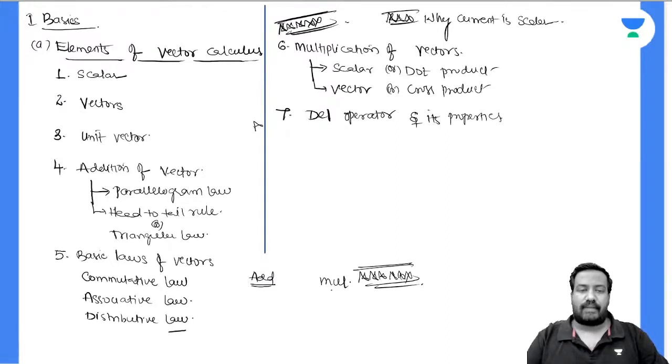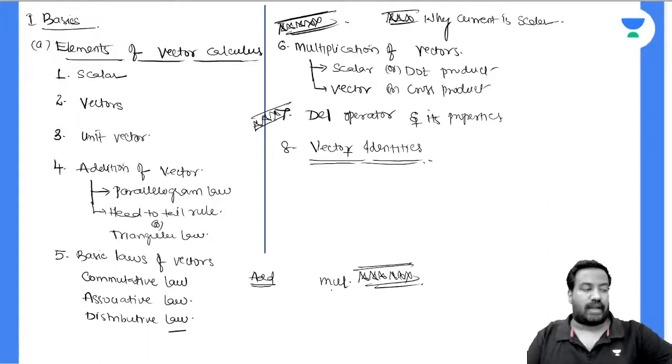Very interesting, very strong concept this is. Please go through it. And also we went for vector identities. What are vector identities? These are some of the rules which must be obeyed by vectors and scalars.